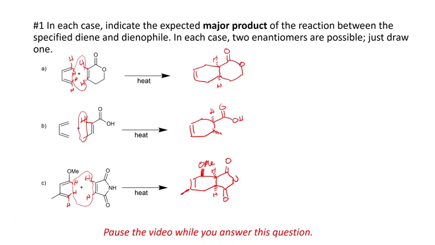All right. That is what we call the endo addition, and that is the predicted major product in the Diels-Alder reaction. Okay, how'd you do?